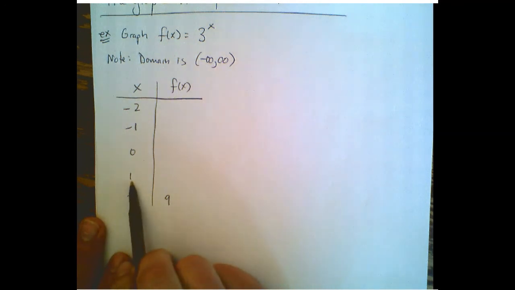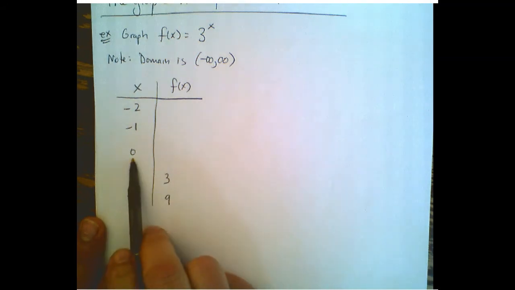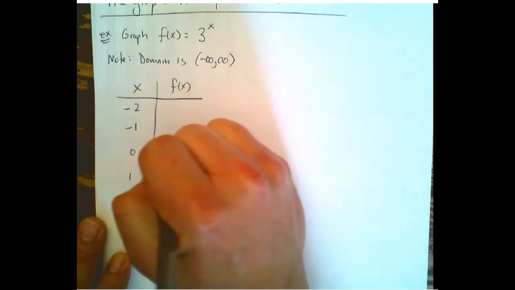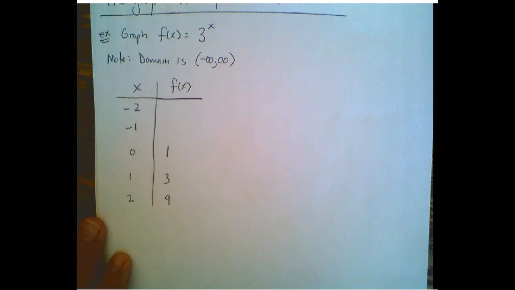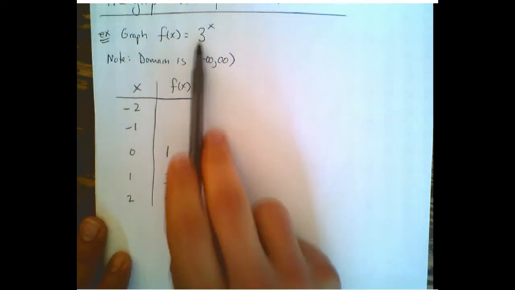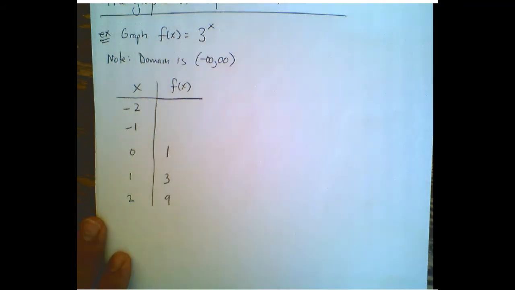3 to the first power would be 3. What is 3 to the 0 power? Well, any number raised to the 0 power is always equal to 1. So just be careful with that. A lot of people mistakenly put 0 there. But 3 to the 0 power is 1.